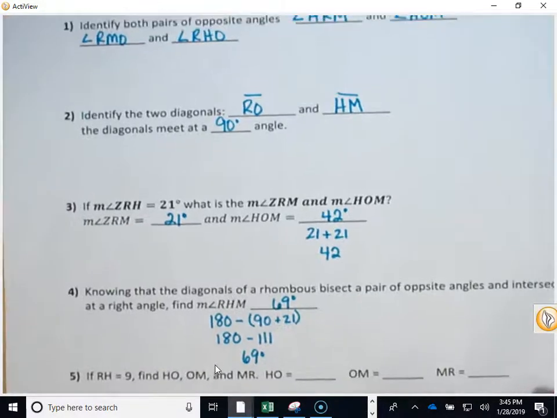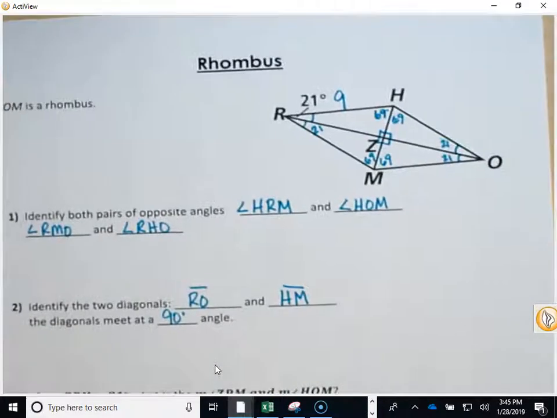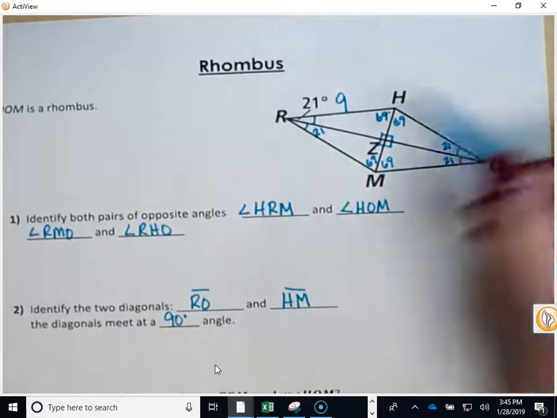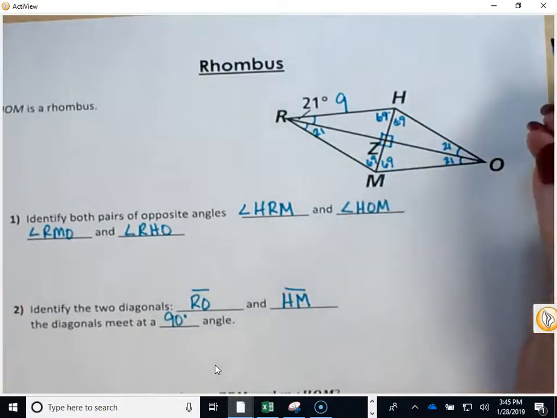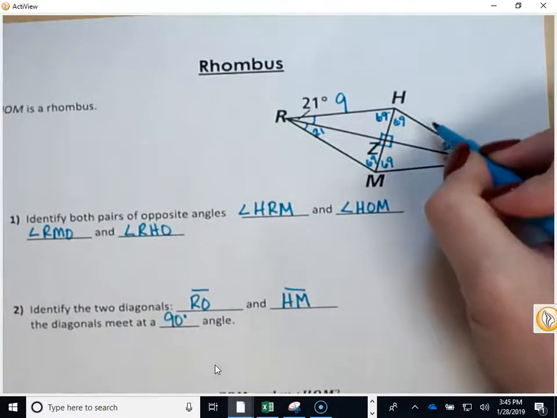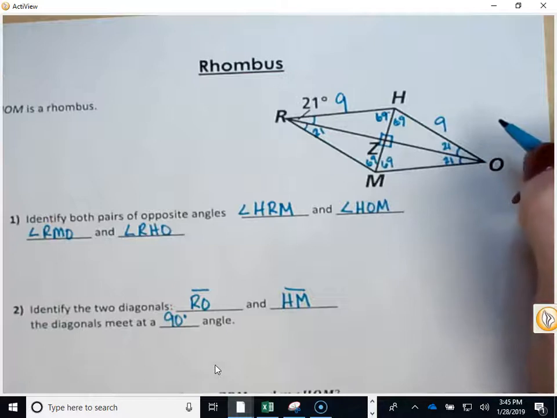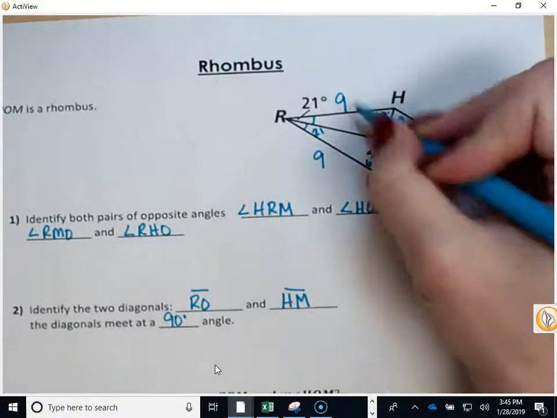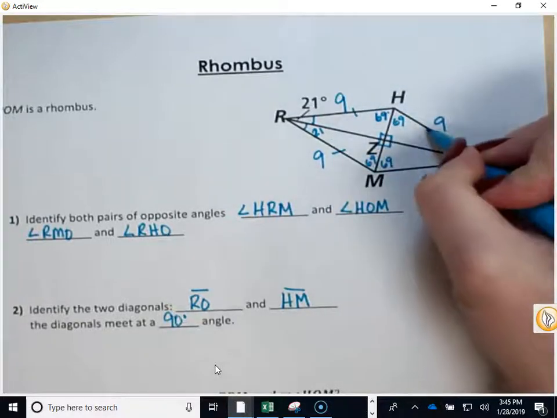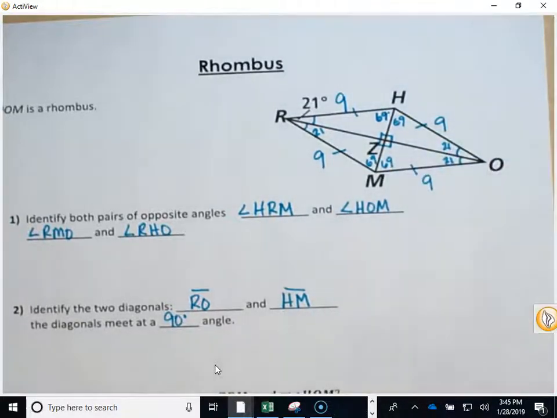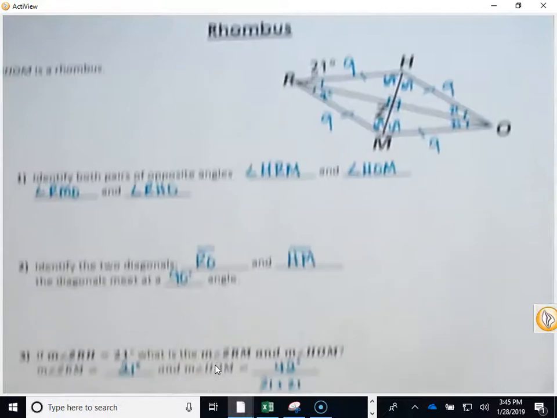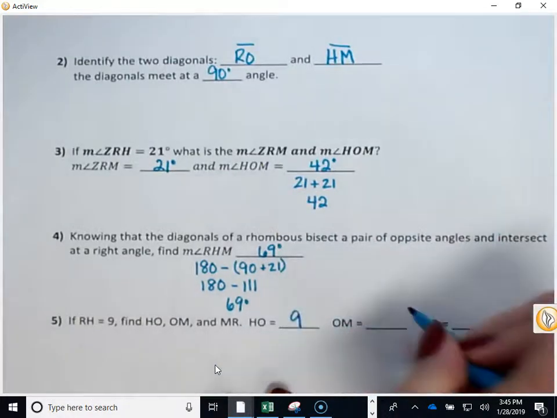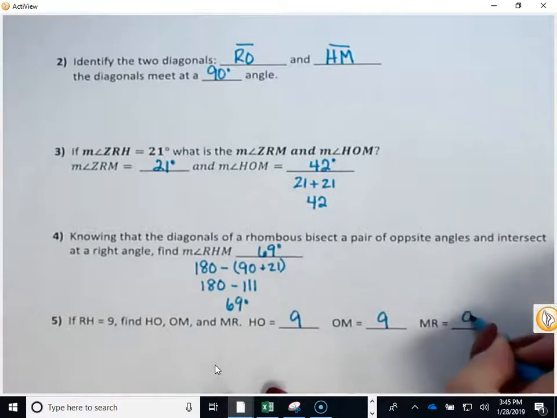And what we know about rhombuses is that all their sides are equal. So all these sides of that quadrilateral are the same. So HO is 9, OM is 9, and MR is 9. It's like a tilted square is what I always think of with a rhombus. So all those sides are equal to each other. So let's go write that down. HO is 9, OM is 9, and MR is 9.